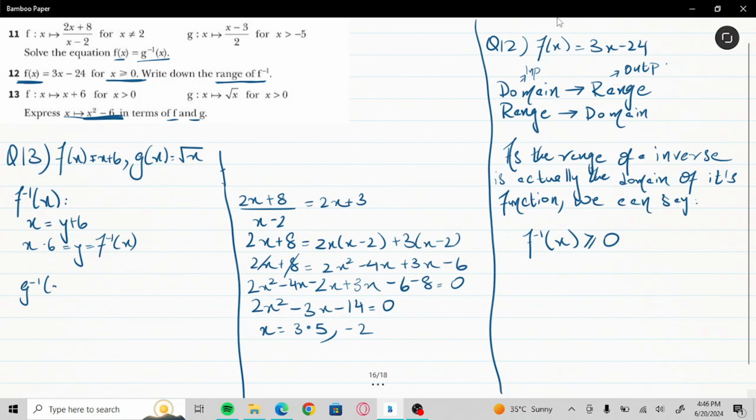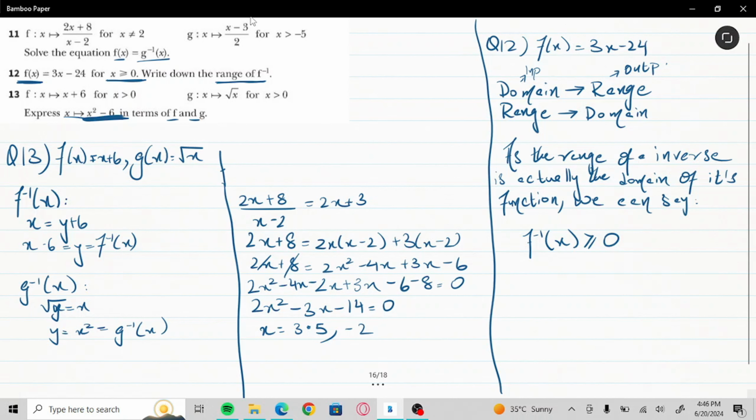Similarly, for the inverse of the function g, we have √x = √y, so x = y squared, which gives y = x squared, which is the inverse of the function g. So that's it. What we are going to do now is find what would be the equation that would form what we have required in the equation.